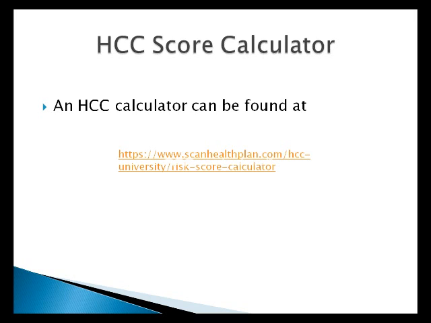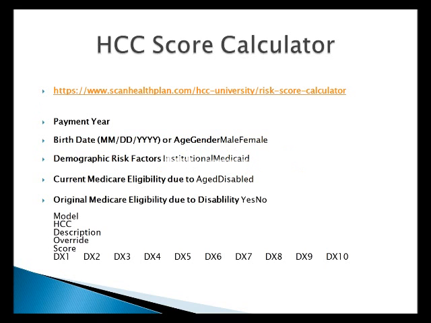There is an HCC score calculator I found, and this is a link to where that can be found. And it is by a health plan in California. This is the front page of that HCC score calculator. You plug in this information about your patient: payment year, birth date, the demographic risk factors as we described, how they became eligible for Medicare, their original, and whether that was due to age or disability, etc. Which model, as Medicare has different models for Medicare Advantage, for PACE, ESRD, etc. And then you put the diagnostic codes in, and it'll run through the process and provide an HCC score for you.